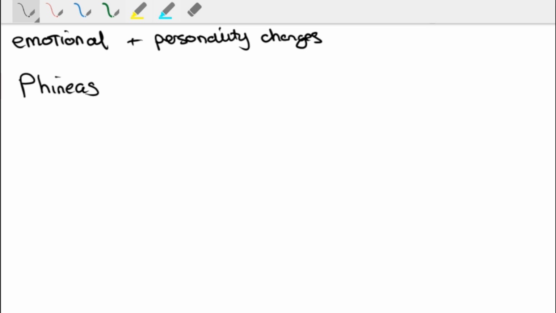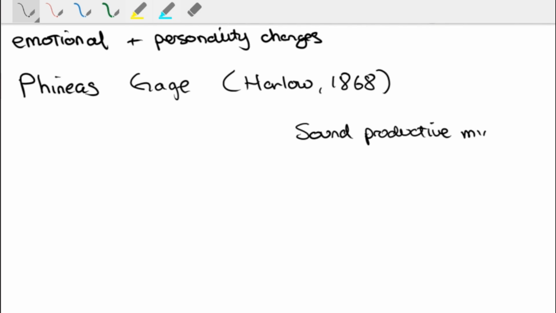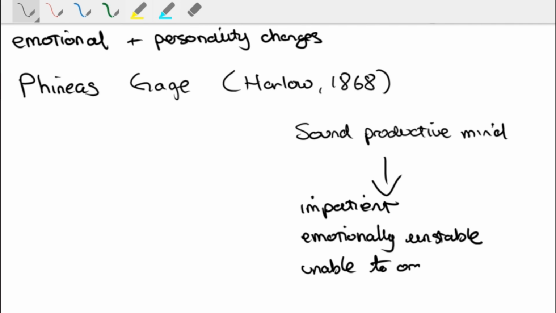So basically, Gage, after a series of events in 1848 in railway construction, got an iron rod pierced through his frontal lobes that caused him to go from having a sound, productive mind to being impatient, emotionally unstable, unable to organize and plan, and it was almost as if he reverted to being a child, as described by Harlow.